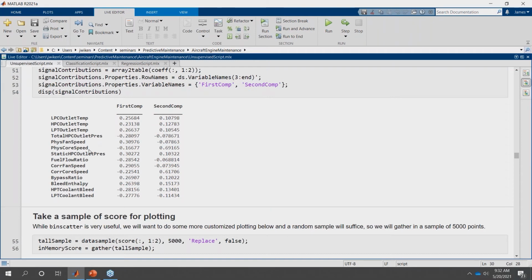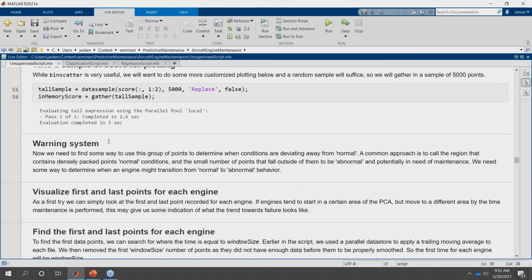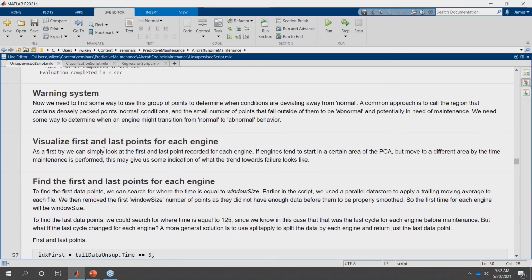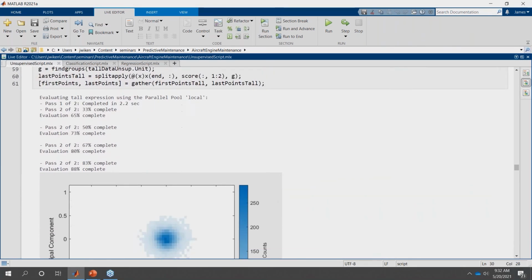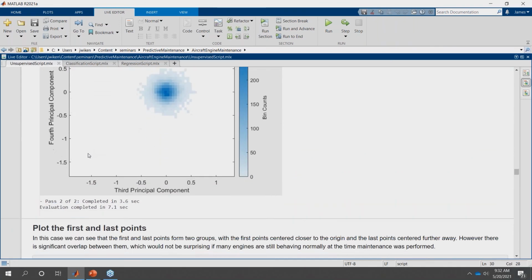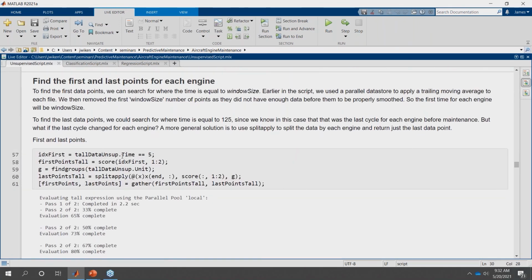Okay, so let's repeat the plotting stuff that we were doing before, but this time we're going to use our principal components as opposed to the direct sensor values. We're just going to pull out a sample here, and we'll start visualizing some of these systems. Oh, interesting.